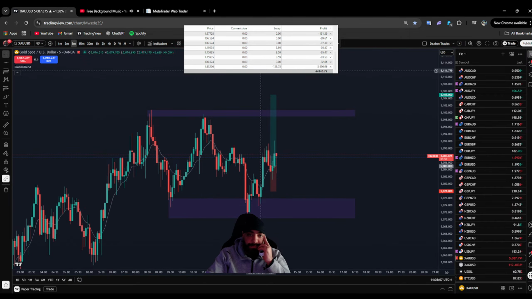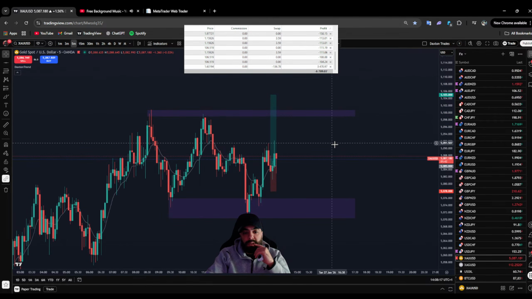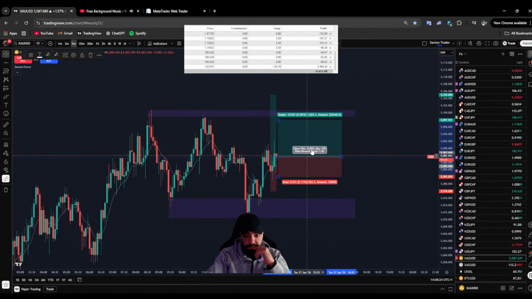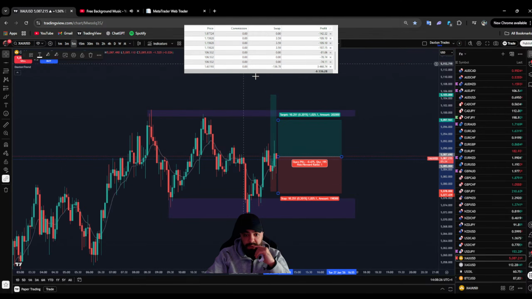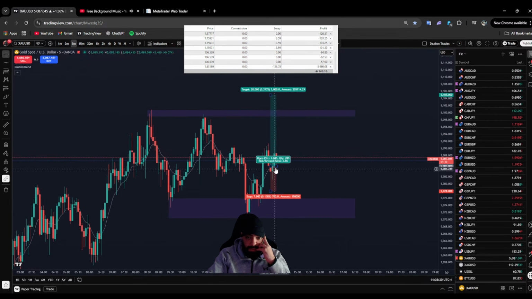This is what I hate the most, when price wicks out my break-even point and shoots up, to be honest. Let's see if we can get another entry. It needs to be under this wick right here. I will wait for the price to go down a bit and see if we can get into another trade.